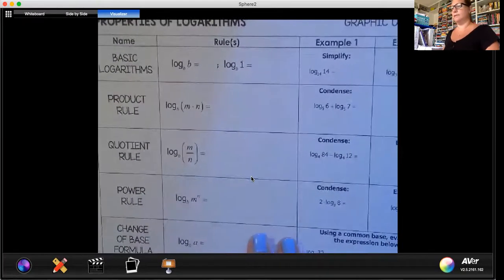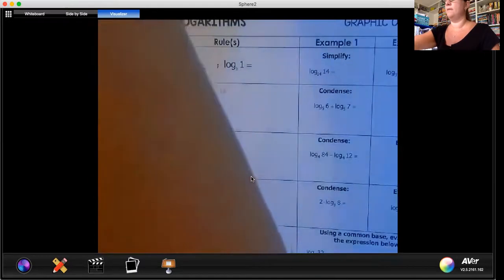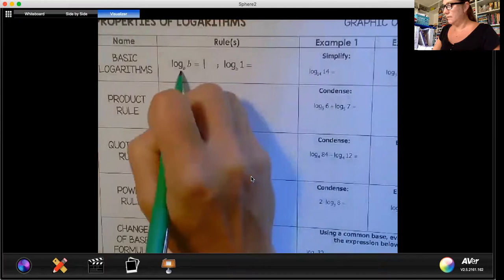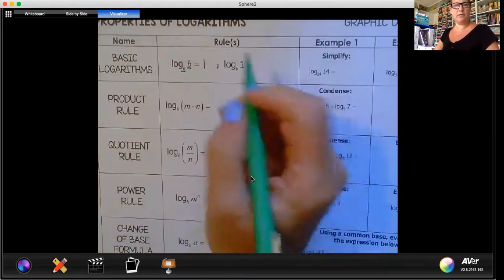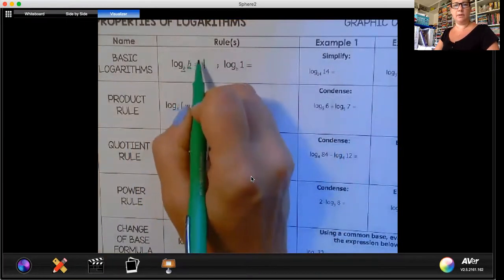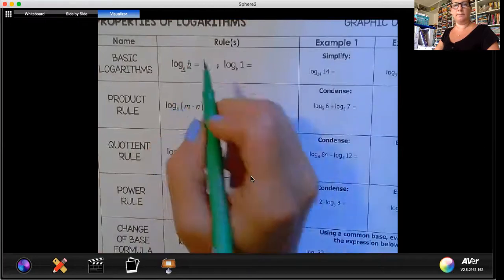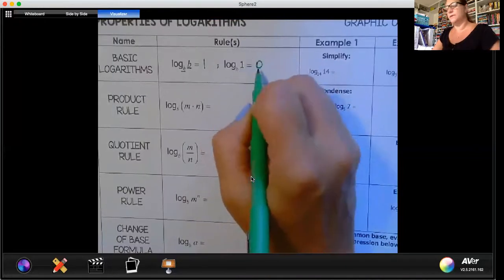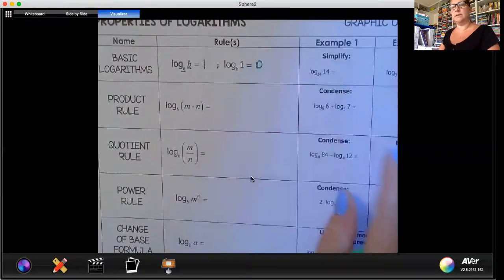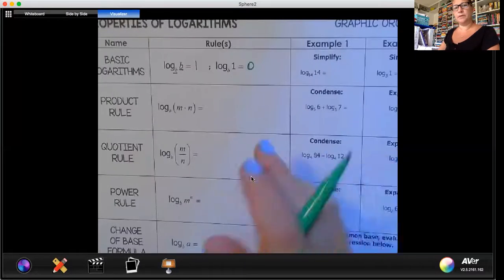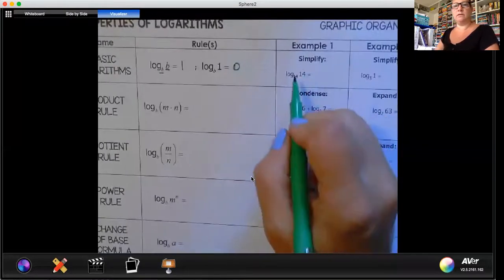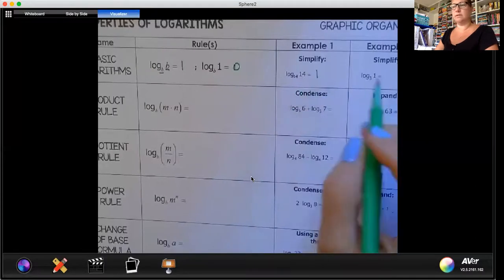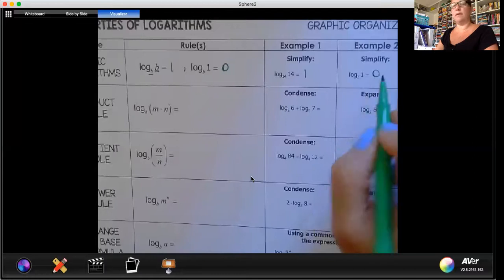So, basic logarithms: log base b of b is equal to 1. Now, if the base and the number beside the base are the same, the result is the exponent, and in this case, the exponent is 1. Log base b of 1 is 0, because b to the 0 power is 1. Anything to the 0 power is 1. So to simplify, when the logarithm base and the number are the same, the result is the exponent. And 3 to the 0 power is 1.